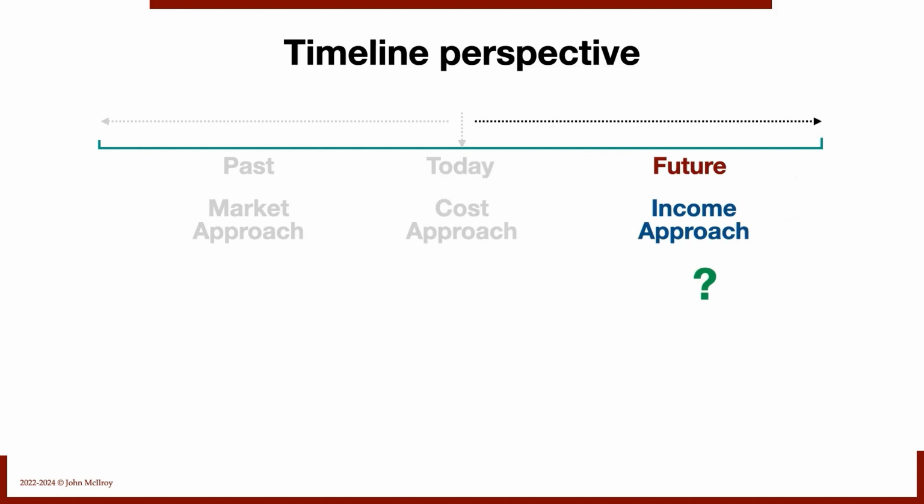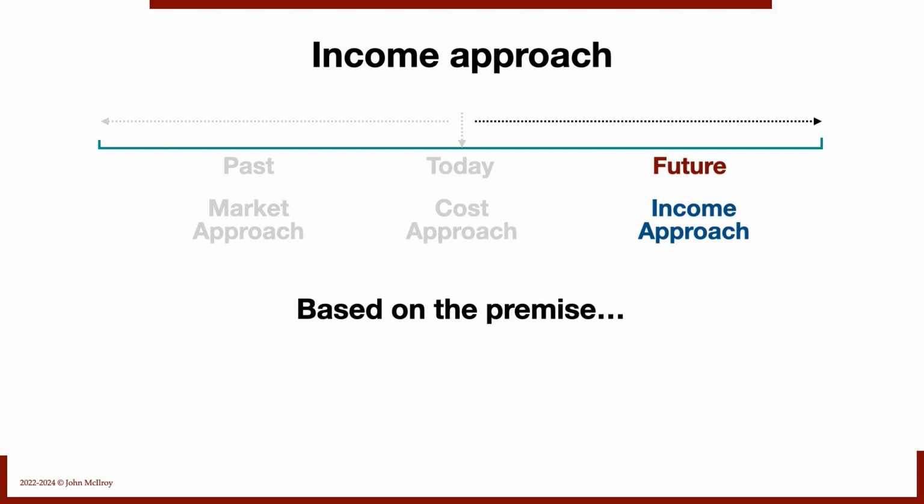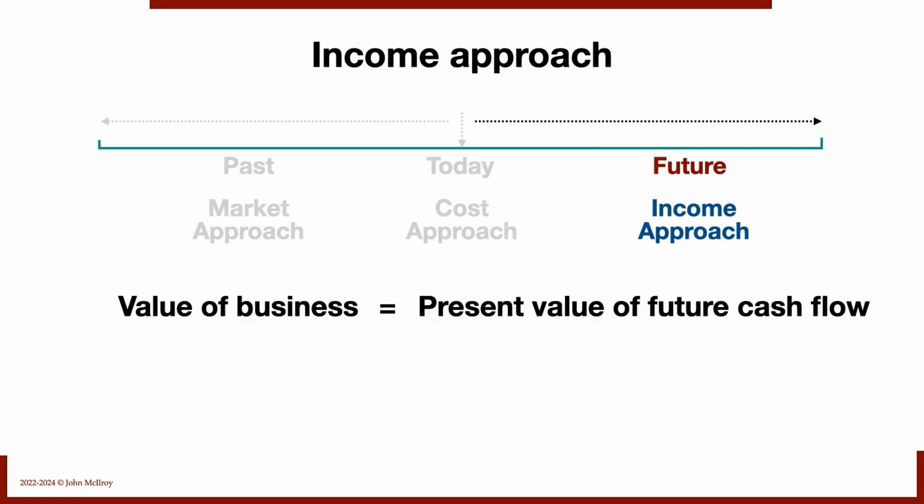But that's cost. Let's take a look at valuing the business based upon future forecasted earnings with the income approach. It's based on the premise that the value of the business is equal to the present value of the future cash flow of the business. Sometimes it's called a discounted cash flow, or if the earnings are quite stable, capitalized earnings, same basic idea.